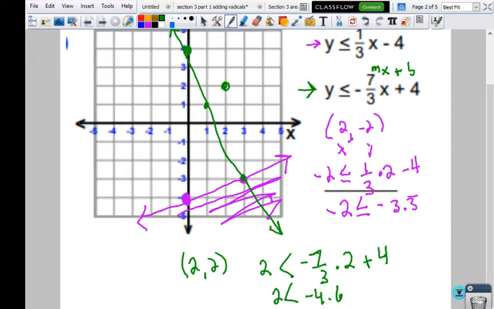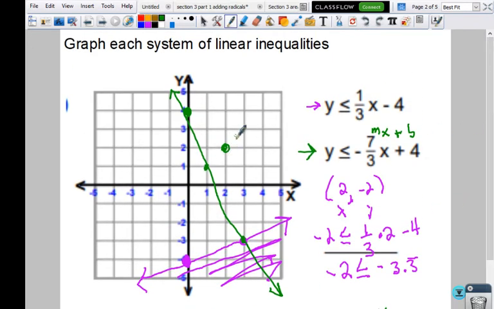Is that true, Drayton? That is incorrect. 2 is bigger than negative 4. So when I shade it, that means this dot is on my false side, and I gotta shade my true side. That means my true side's over here. I'm gonna go through and shade.